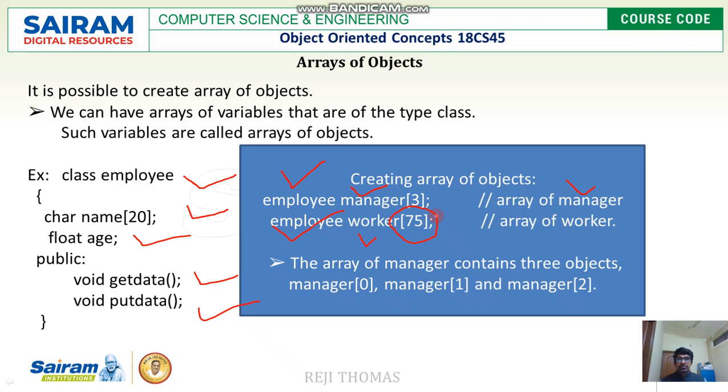and their age. If we don't have this facility, what we need to do is create three manager variables, and we need to create 75 variables for workers. That is a lot of work. So instead of that, we can create an array of objects.